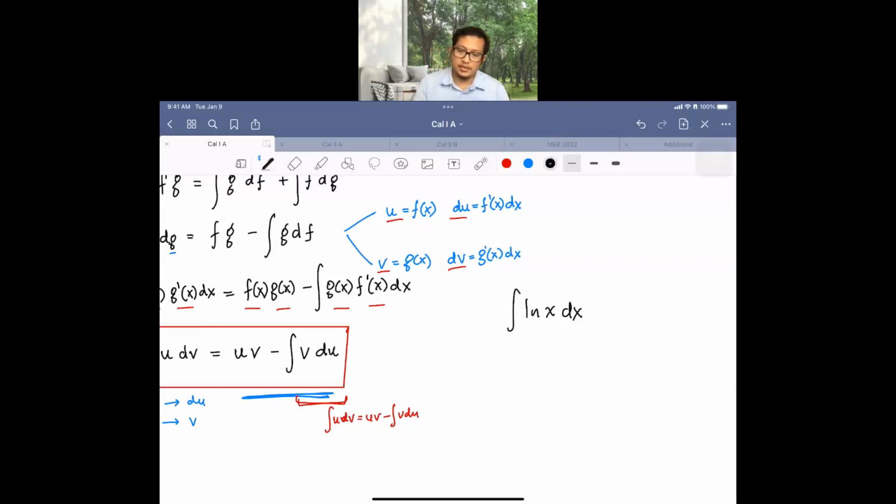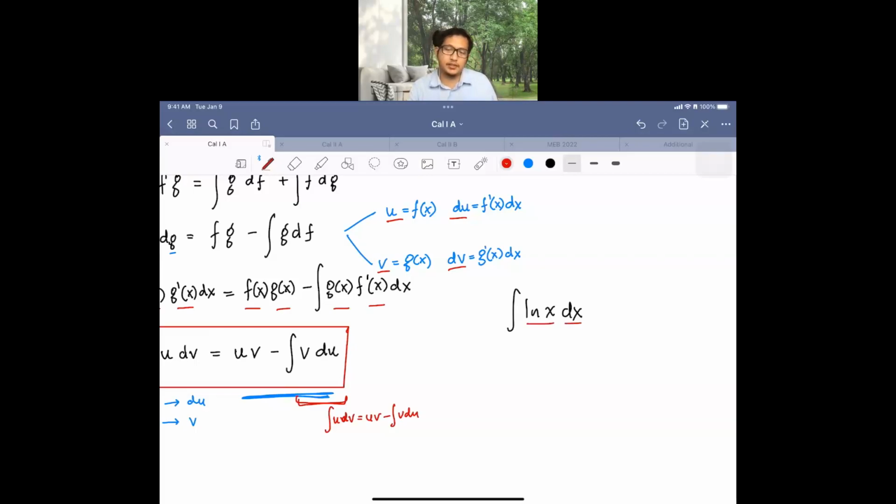If you know ln x, we can differentiate it, right? We can derive this, and it becomes 1 over x. But what if we integrate ln x? Can we integrate ln x? That's quite tricky here. Now if we look, we have ln and we have dx.